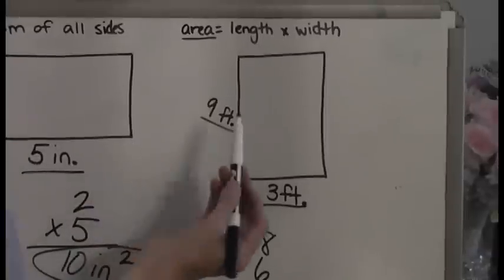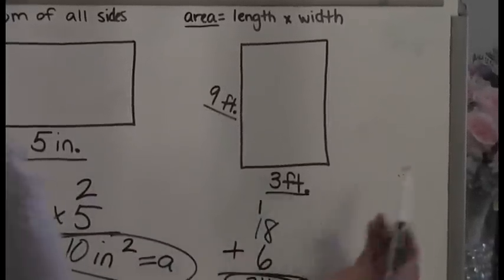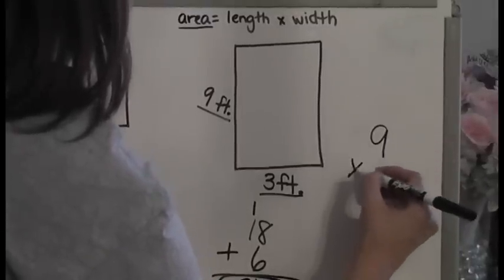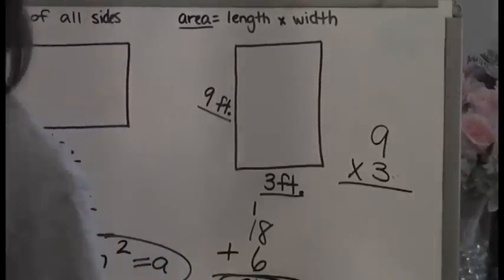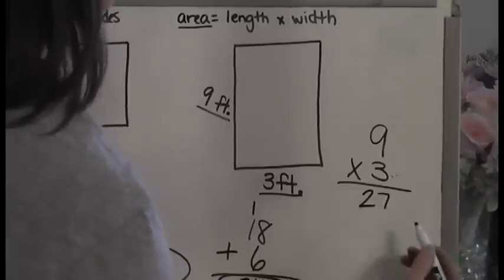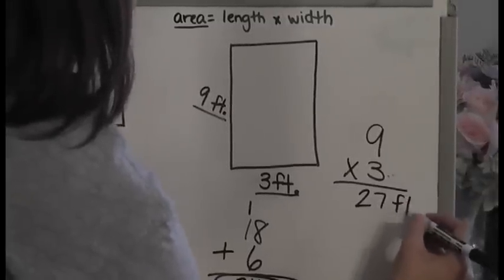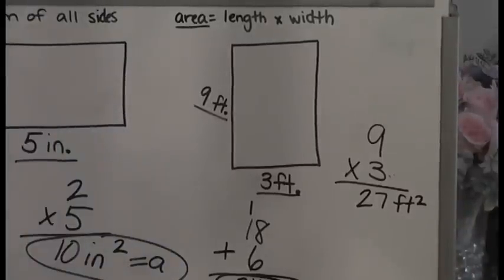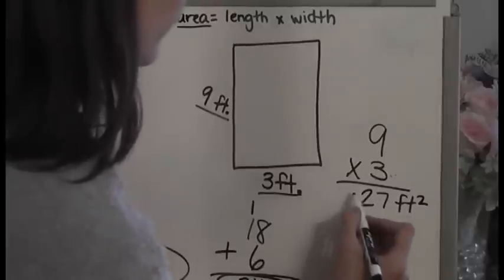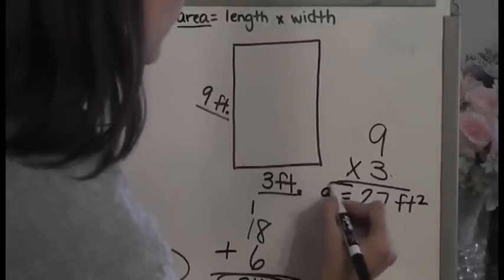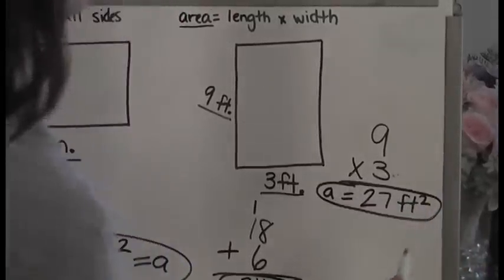For our area, we have 9 and 3, so we're just going to multiply 9 times 3. And 9 times 3 is 27. So we have 27 feet squared, or 27 square feet. And we're going to put equals A to show that that is the area.